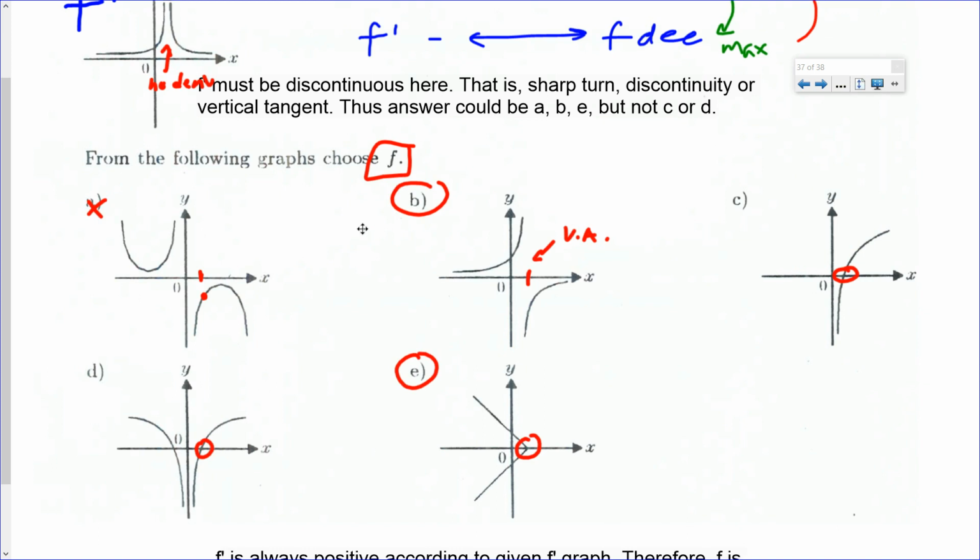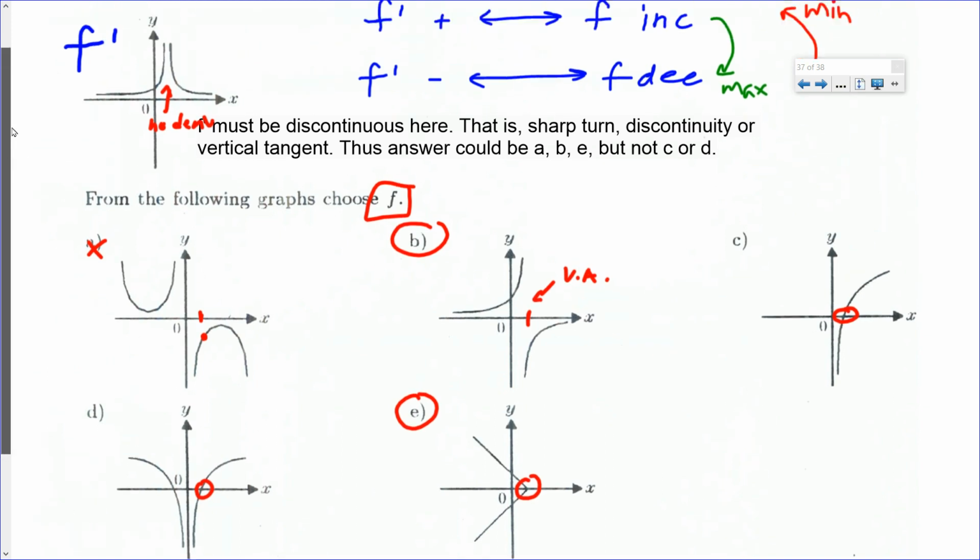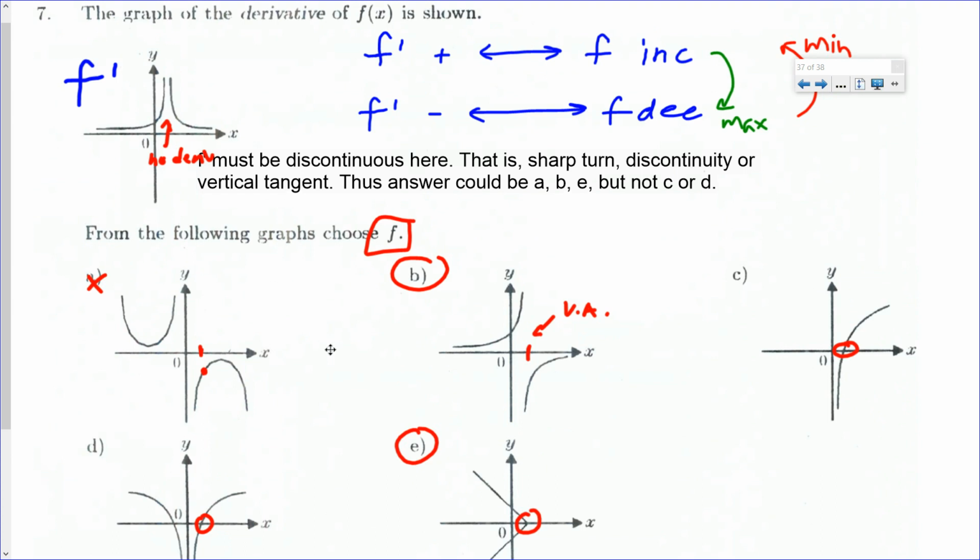Let's narrow it down. Let's see what's going on here. Remember, you told me that f prime is always positive, right? You agree with that? I know it looks like it's negative here, but that's because you're looking at decreasing. But f prime is always positive in this graph, except for the vertical asymptote. So if f prime is positive, then f is increasing. That means f must always be increasing. You see f is increasing here. Is f increasing here? Yes.